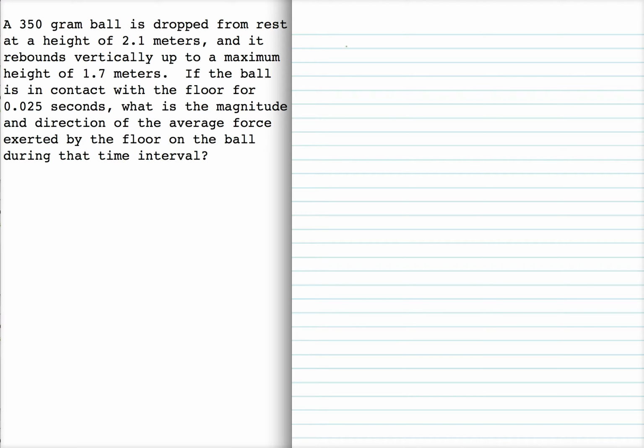I'm going to establish a sign convention that up is positive and down is negative. Okay, so this ball starts out at a height of 2.1 meters and hits the floor. That'll be part one, where the ball is in free fall, and part one will end the instant before the ball hits the floor. Part two will be the time during which the ball is in contact with the floor.